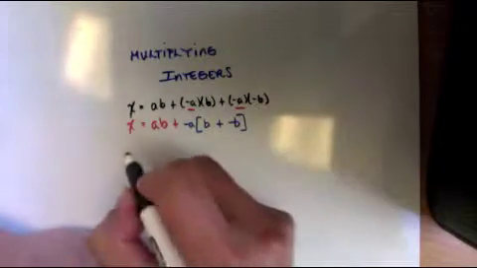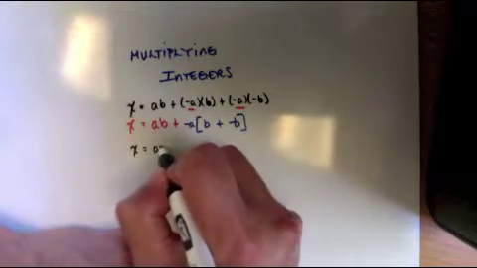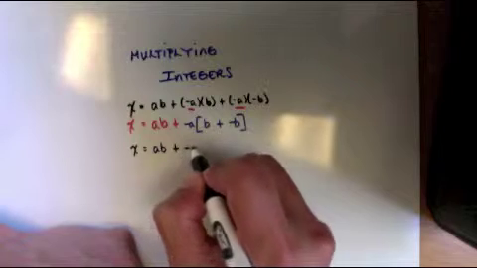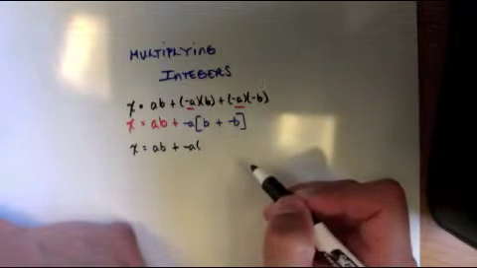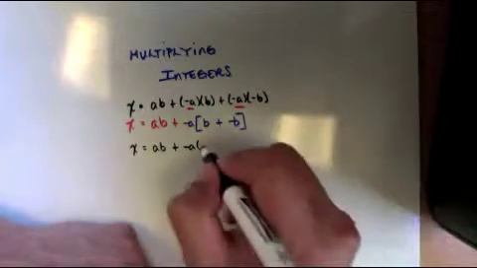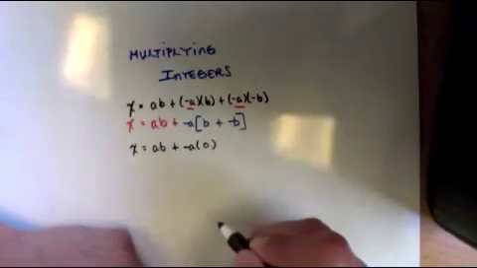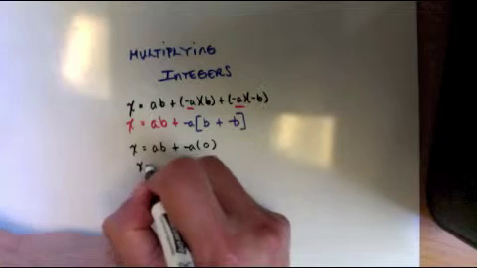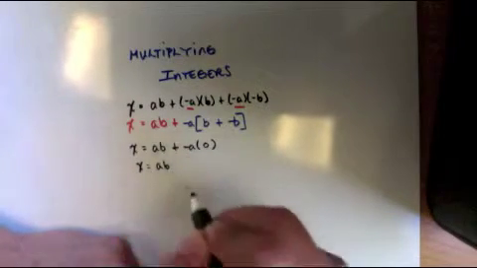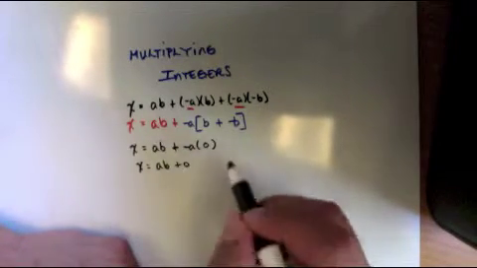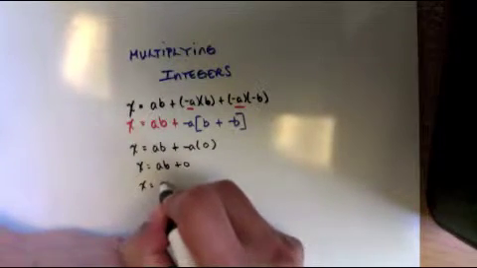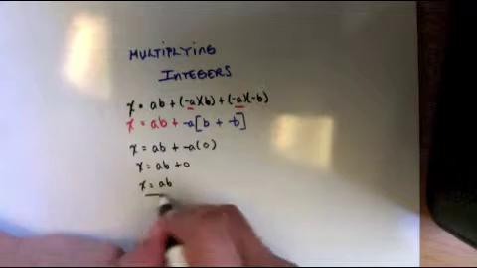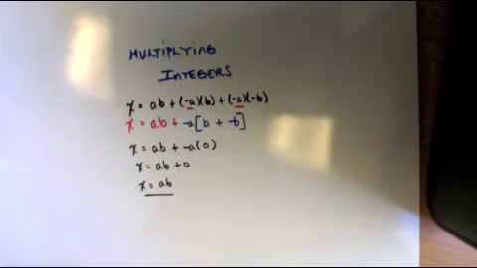Okay, so now what do we have? AB plus negative A times B plus a negative B. You can say 3 minus 3 or 4 minus 4. That will always give us 0. Now we have x is equal to AB plus 0. So this number x is equal to AB. Okay, that's our first part.